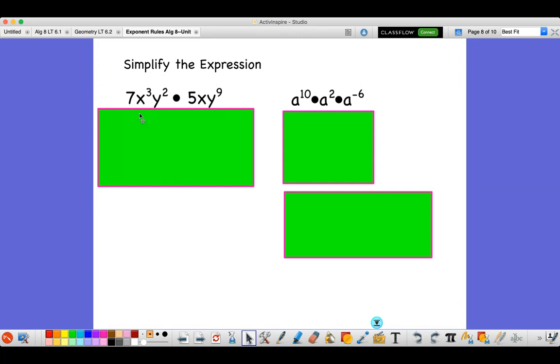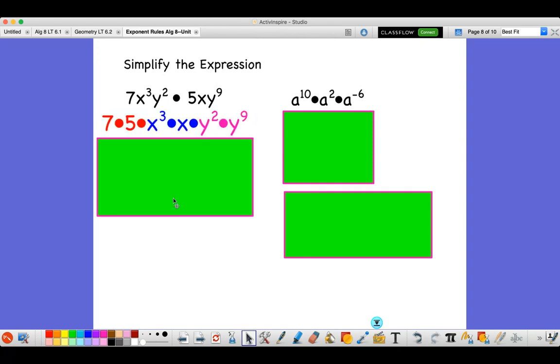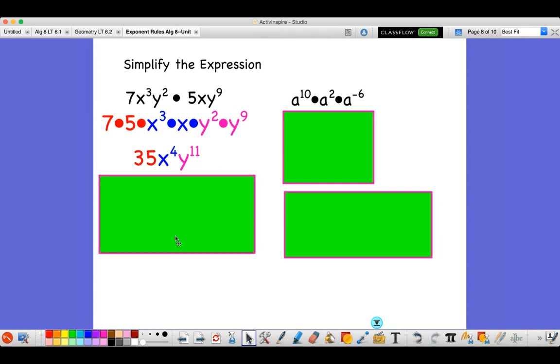So for this first problem, we're going to combine our like terms, the 7 and the 5, which is 35. We're going to do the x's together, x to the third and x, and y squared and y to the ninth. So we have 7 times 5 times x to the third times x times y squared times y to the ninth. 35, because this is all multiplying, those same bases, we just add their exponents. X to the fourth, remember this x where it's just an x, that's like having a 1 there. And then y to the 11th, 2 plus 9.